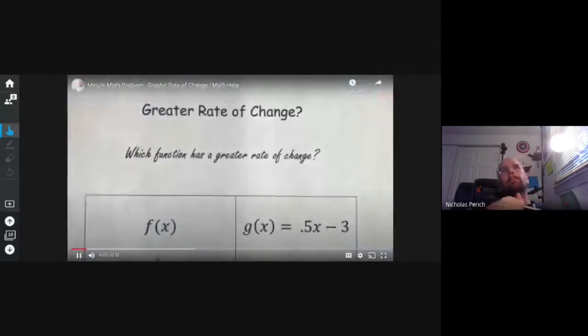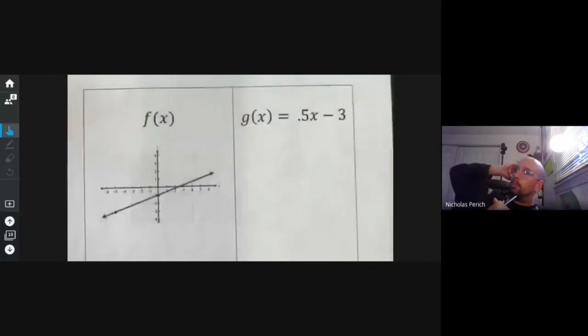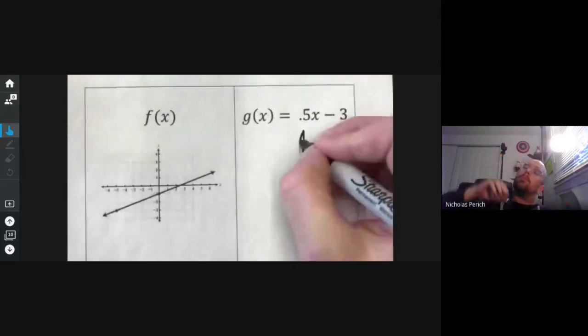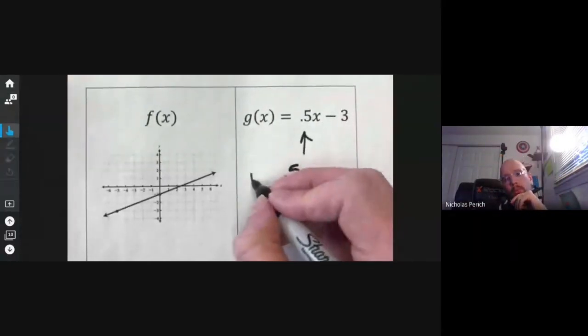All right, got to do this quick. Which function has a greater rate of change? Remember, rate of change means slope. So I already have my slope right here as 0.5. So slope is 0.5. Okay, I'll remember that.